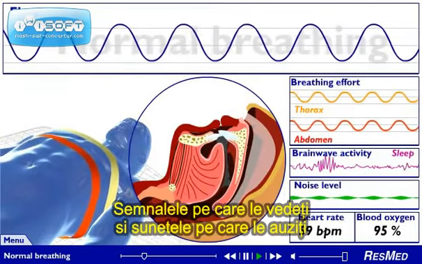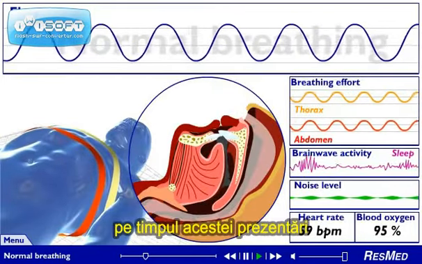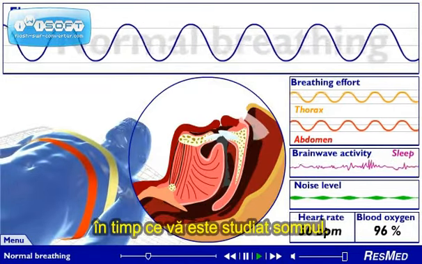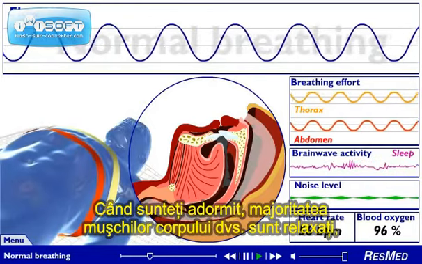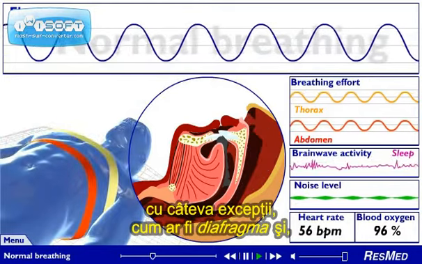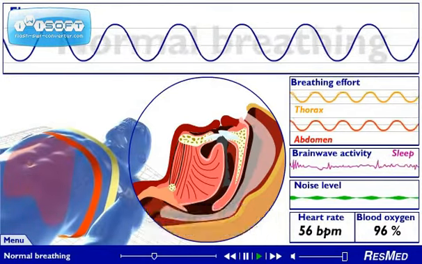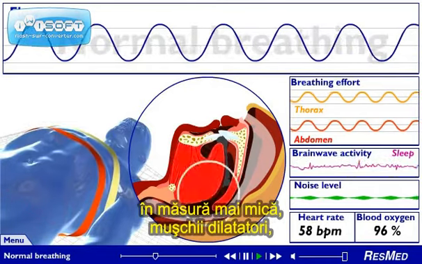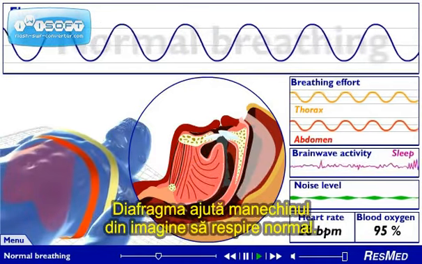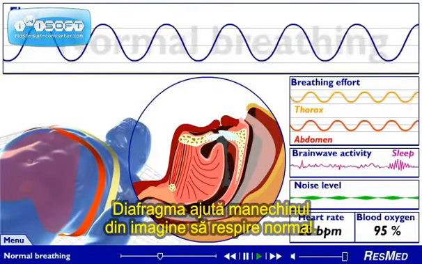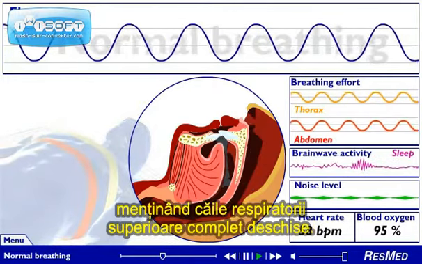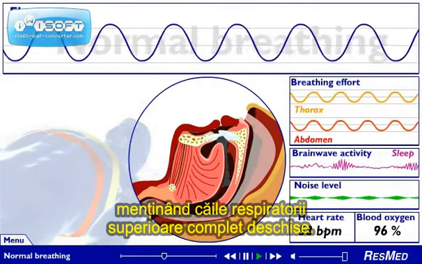The signals you will see and the sounds you will hear during this presentation are like the ones used to assess your breathing during a sleep study. When you drift off to sleep, most of the muscles in your body relax. However, there are exceptions, such as the diaphragm and, to a lesser extent, the dilator muscles, which control the tongue and soft palate. The diaphragm is assisting our simulated model to breathe normally. The dilator muscles, too, are at work, holding the upper airway fully open.